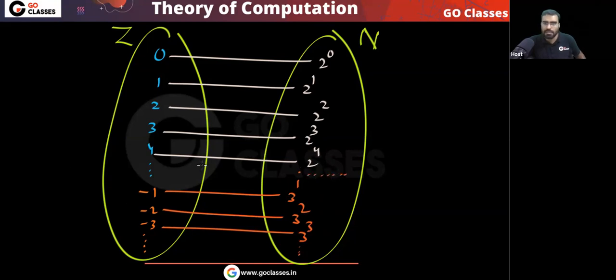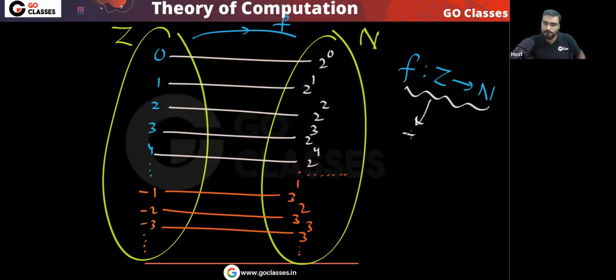Correct? Tell me, is this surjective? This function that I've created, from Z to N, is this surjective? This is not surjective, but I don't care about surjective, right? Yes or no? This function that I've created, this is injective.